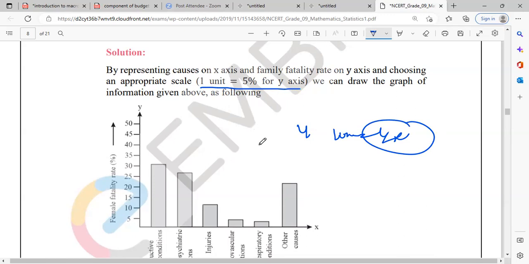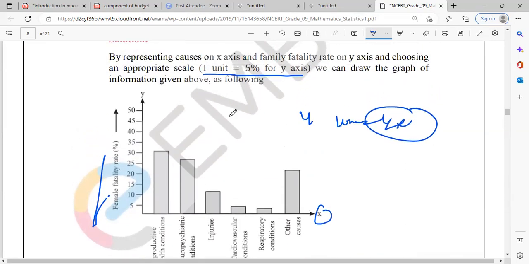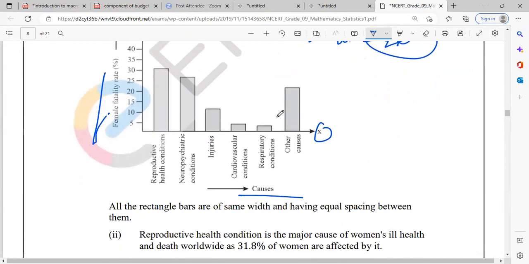Clear? Okay, ma'am. And see, this x-axis is very important here, causes, and here they have written female fertility rate, and here the y-axis, and this is very important, 1 unit equals whatever it is. Okay? Okay, ma'am.